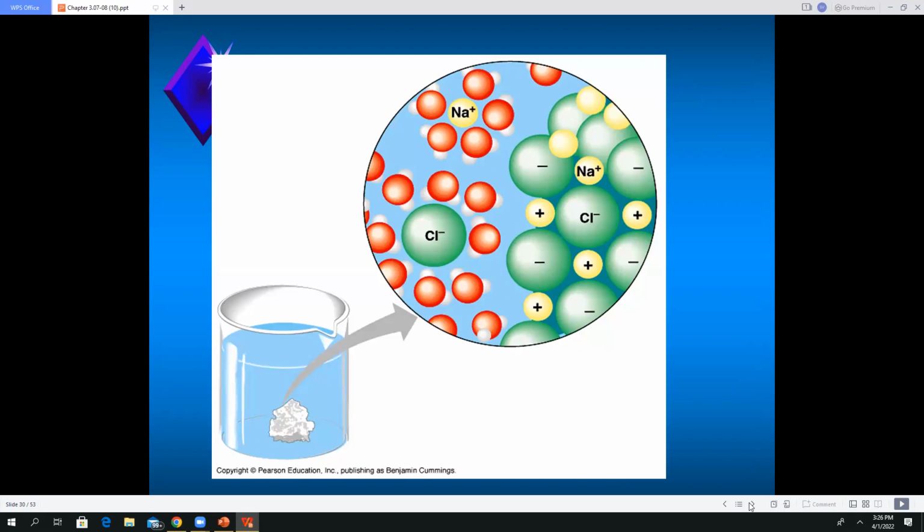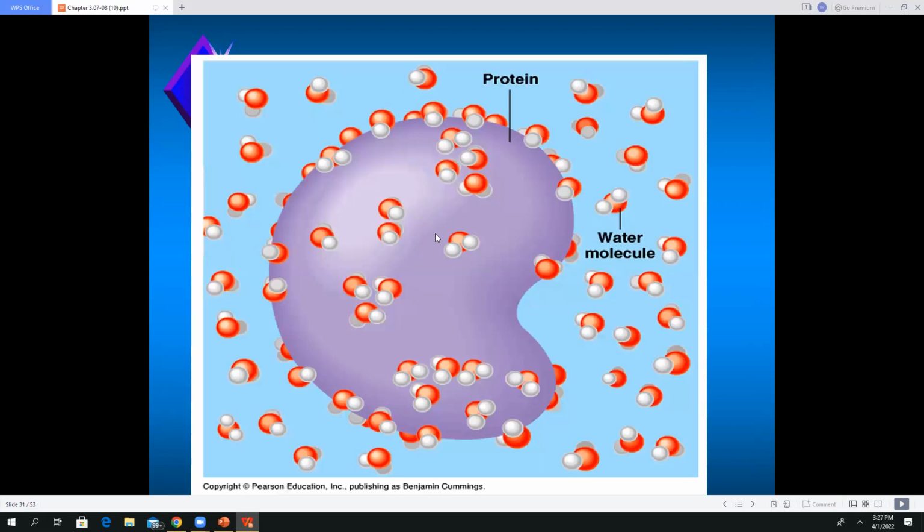Remember, this is called solvation, or actually hydration, because this is water, when the water surrounds the ions of an ionic compound. All right, this is also called hydration, and in this case, it's connected to a protein.